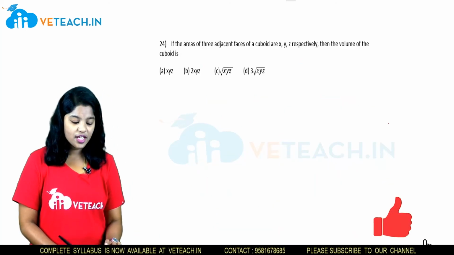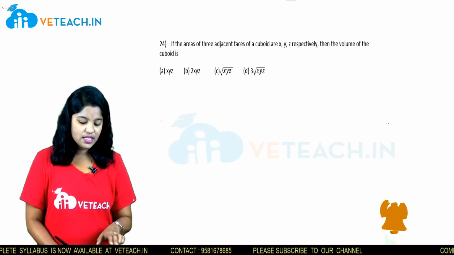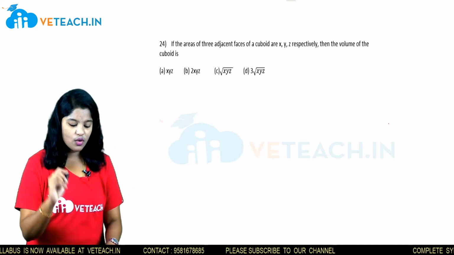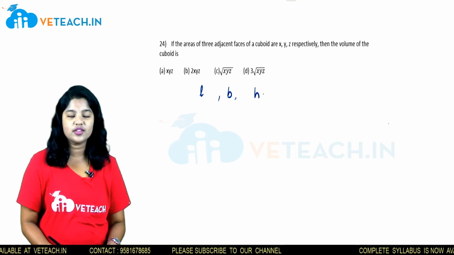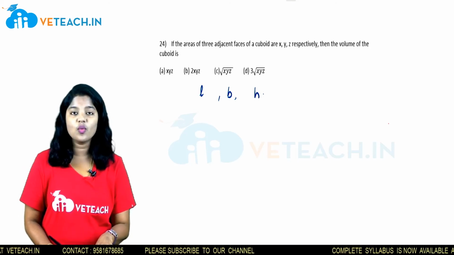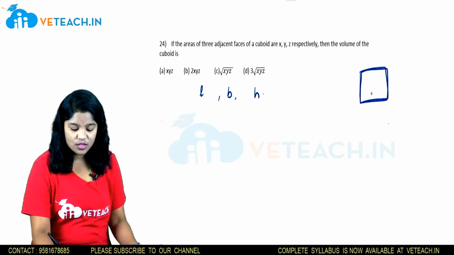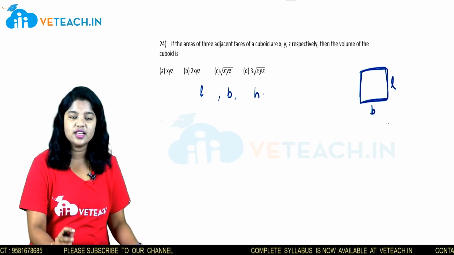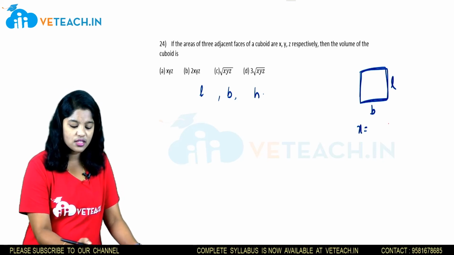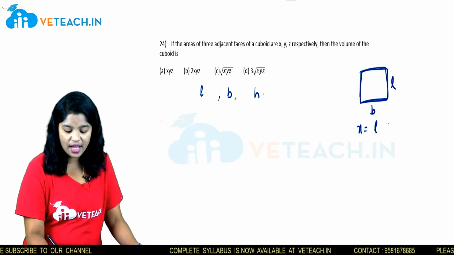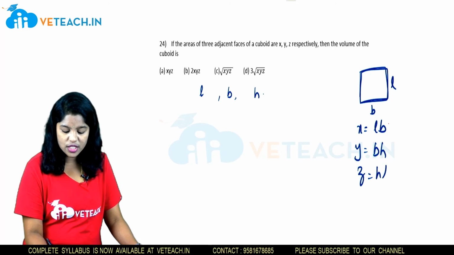See the next question. If the areas of adjacent faces of a cuboid are x, y, z respectively, the volume of the cuboid is? So let the length of the cuboid be L, breadth be B and height be H. Now the areas of adjacent faces of the cuboid are x, y, z. Adjacent faces are nothing but rectangles. So x, the area of one adjacent face, is L into B. Similarly y is equal to B into H and z is equal to H into L.